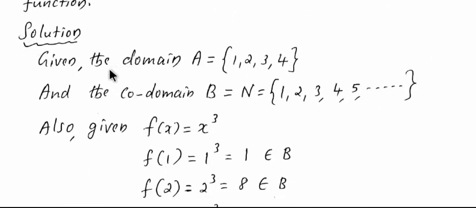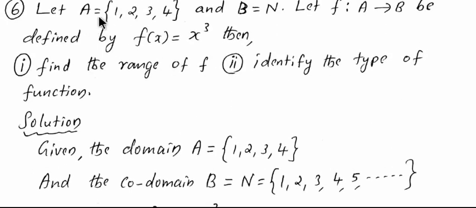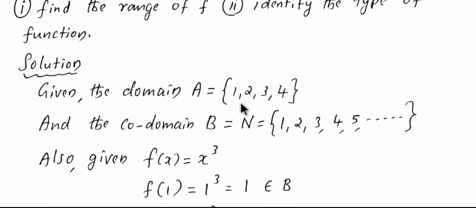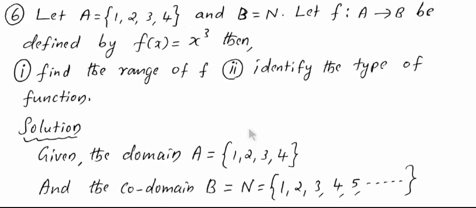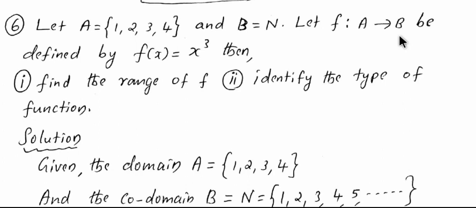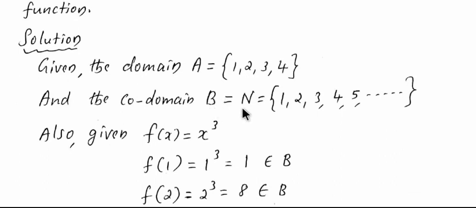Given the domain A is equal to the set {1, 2, 3, 4}. And the codomain B is equal to N. N means the set of all natural numbers: 1, 2, 3, 4, 5, etc.